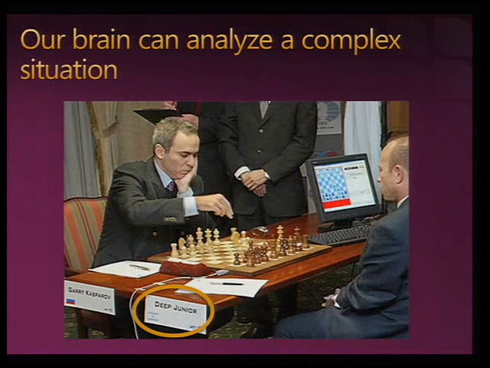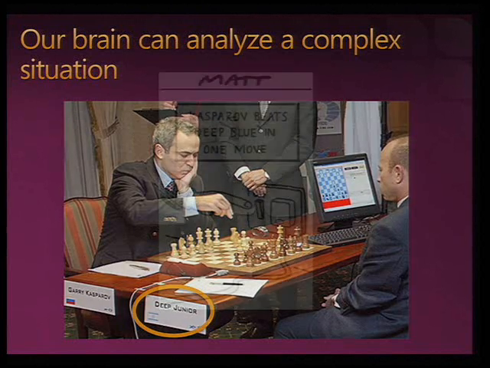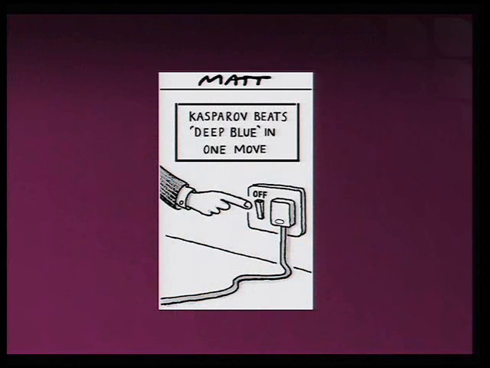Okay. So our brain can also analyze complex things. In this picture, you can see the world champion Garry Kasparov playing against IBM's Deep Blue, presented by Deep Junior, as you can see. In this case, computers are already superior to people, and even Garry Kasparov can beat Deep Blue now in only one way.